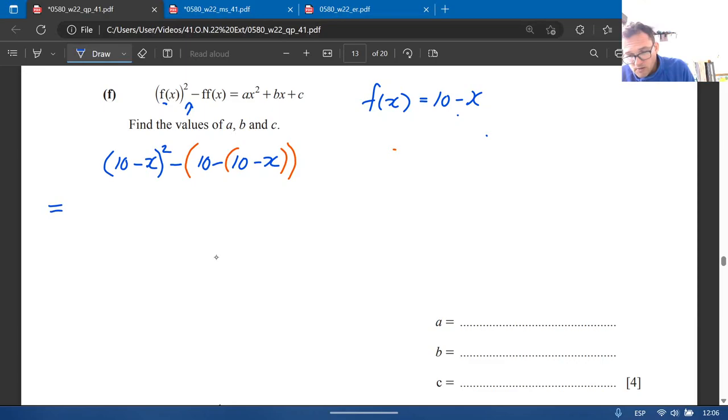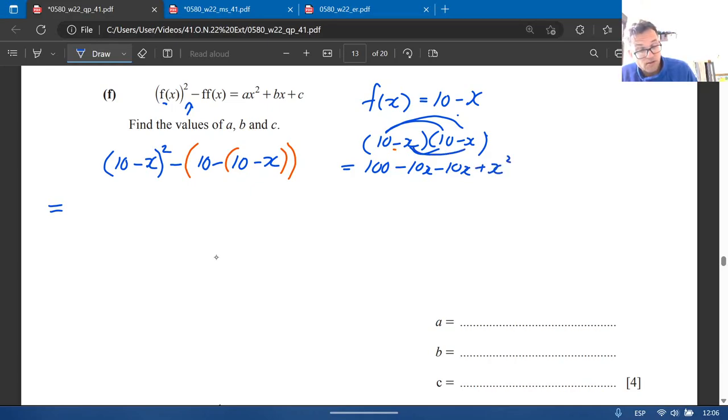Okay, so let's see what happens. First, we need to expand the brackets. So 10 minus x squared, of course, means 10 minus x times 10 minus x. So first thing you do is 10 times 10 is 100. 10 times minus x is minus 10x. Minus x times 10 is minus 10x. And minus x times minus x, two negatives makes it positive, and x times x is x squared. So that's the whole first bracket expanded. Of course, we can simplify minus 10x minus 10x to minus 20x, plus x squared. First bracket expanded.